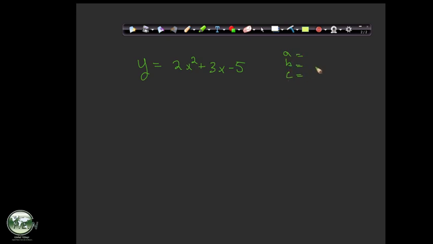So, what's the value of A? Good. What's the value of B? And what's the value of C? -5. Good. Perfect. You're like 25% there. Okay. Any questions on that? Okay. Good.